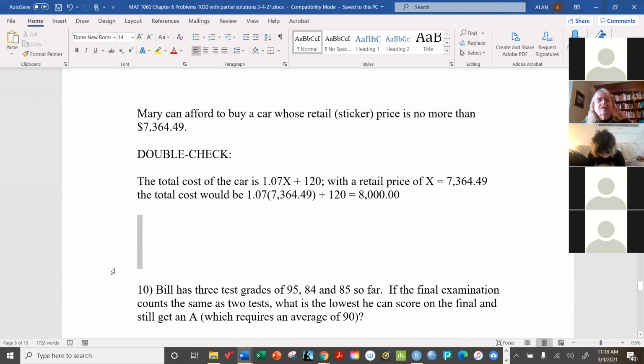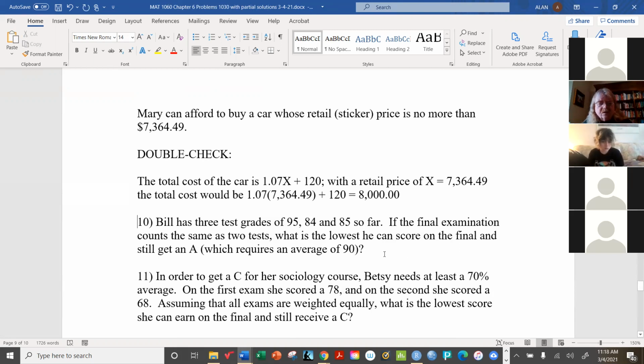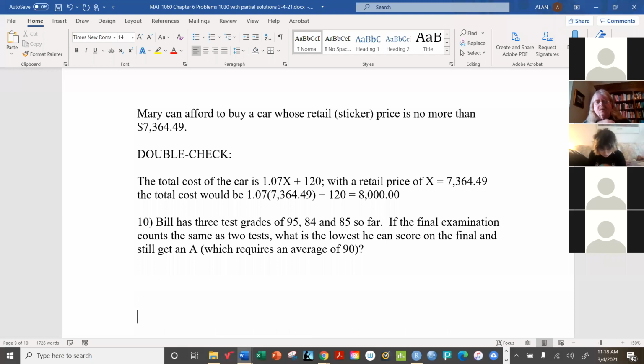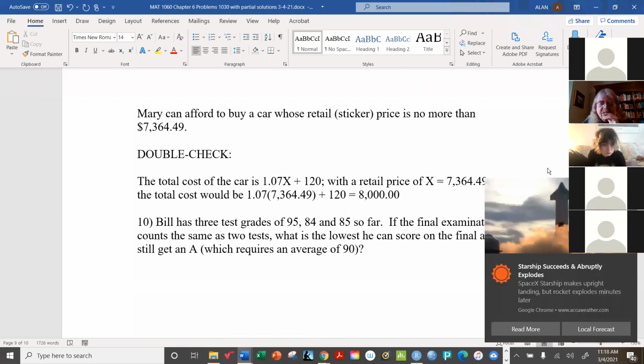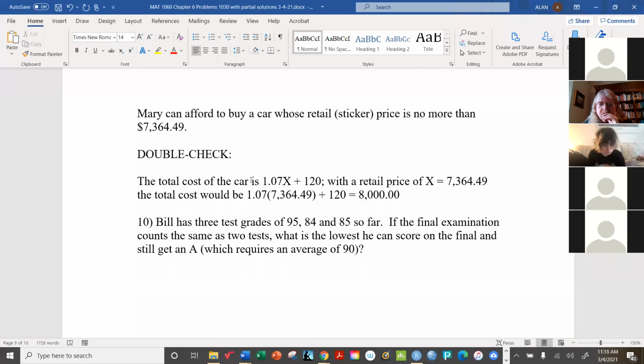Nice. All right, now, ooh, some averages. Now, this one's a little unusual. What's going on with this one? Bill has 3 test grades, 95, 84, and 85. Not bad, but he wants an A. And let's just say that you can get an A at this school with an average of 90. Now, here's the twist. The final exam is being counted as if it were 2 tests. So what we want to know is calculate not only his average, but we need to know the minimum score he can get on this test and still get a 90 for the semester.